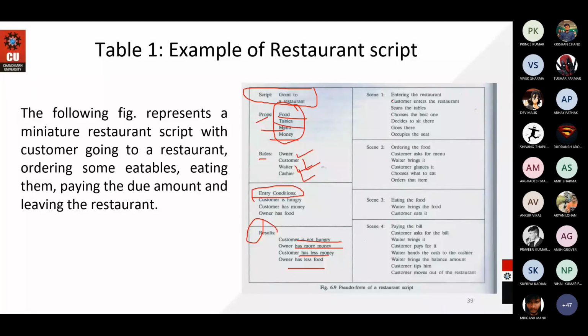Then in scene 4, paying the bill. The customer asks for the bill. The waiter brings it. The customer pays for it. The waiter hands the cash to the cashier. The waiter brings the balance amount. The customer can give him a tip. Then the customer moves out of the restaurant.